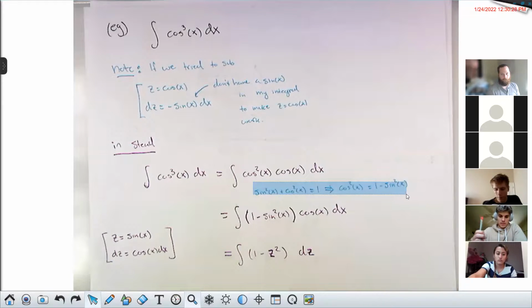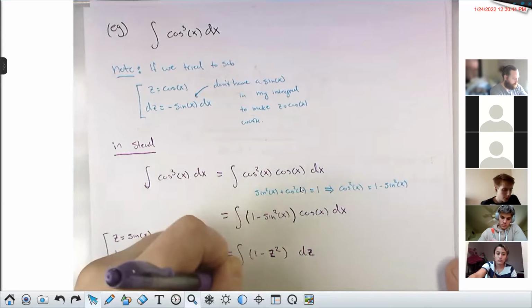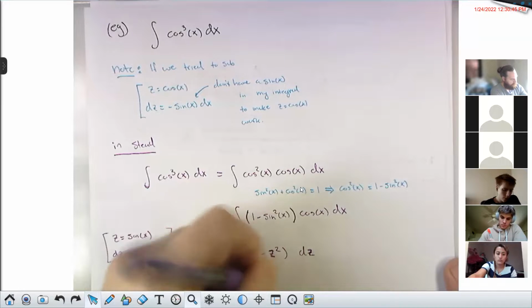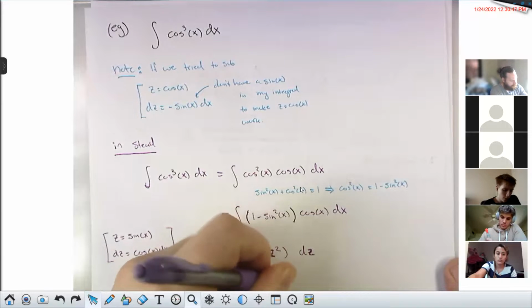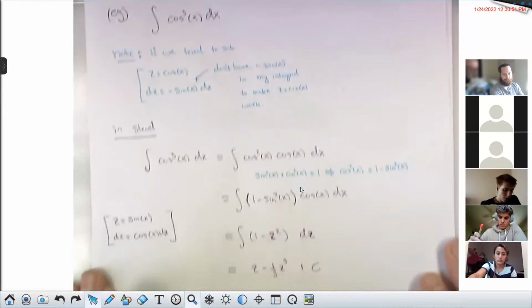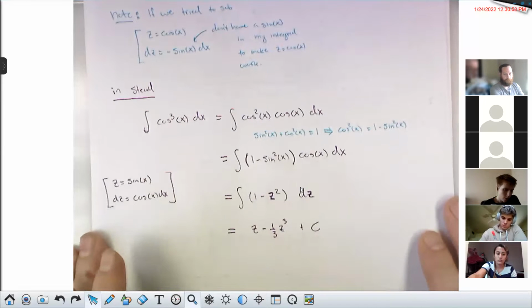And the blue you wouldn't normally write. Normally you would just write the purple. And we're home free now. I know how to integrate 1 minus z squared. That's a polynomial. That's going to be z minus 1/3 z cubed plus a constant, according to the power rule.